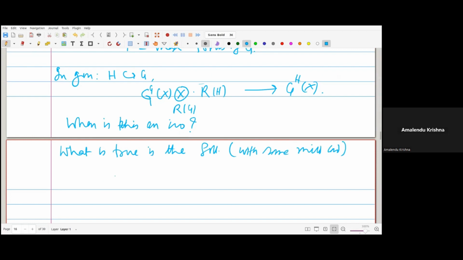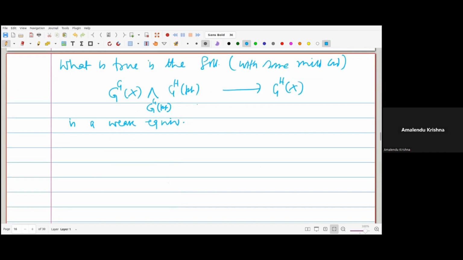So what we can do is, let's write here G of X, and let's take the smash product over G of point, and here you take GH of point. This also maps to G of X. And the point is that this is a weak equivalence of spectra.